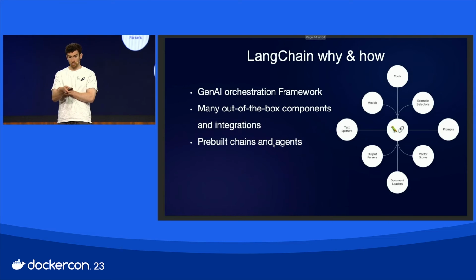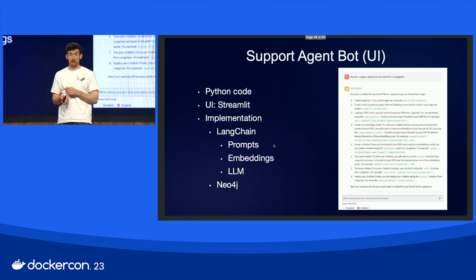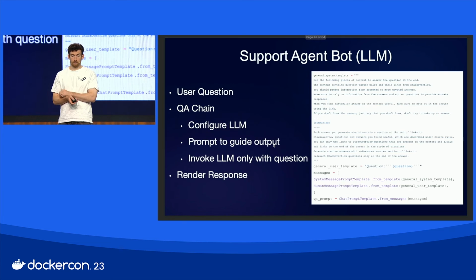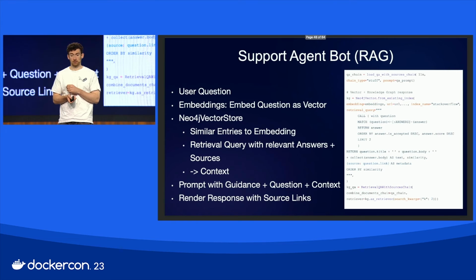The LangChain part, again, is these different components, the ways of constructing the app. And then a few of the applications that were created. First was this support agent bot, which answers based on the question. It's written in Python, the UI is in Streamlit, and it uses the LangChain prompts, embeddings, LLM, and then Neo4j under the scene. Specifically, a user question comes in, a QA chain configures the prompts to provide an output, and also lists out the sources, and then it renders it in the UI.